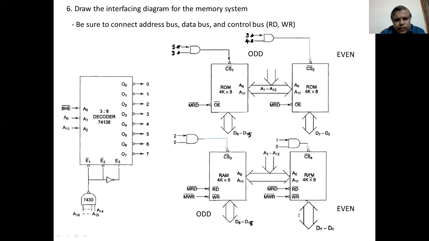Okay, so then for a word transfer, this is at 0 and this is at 0. So it will select both these RAMs. Then a word transfer happens on D0 to D15. So low byte on D0 to D7 and high byte on D8 to D15.